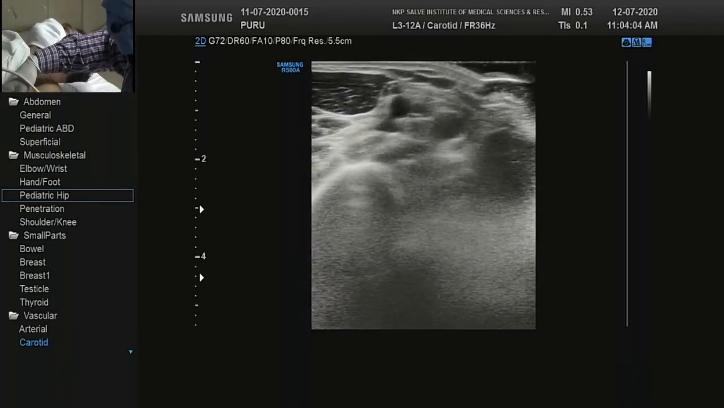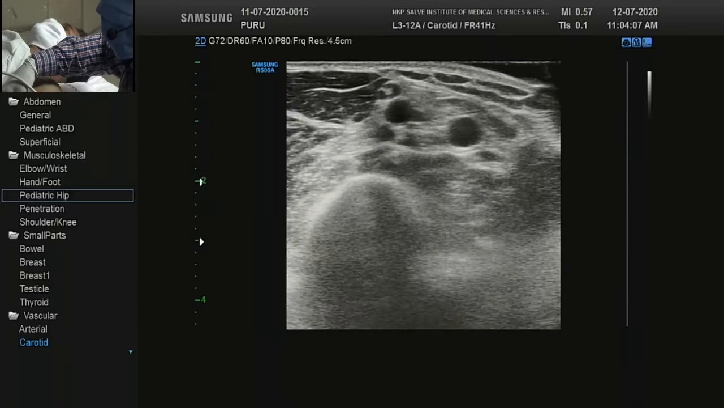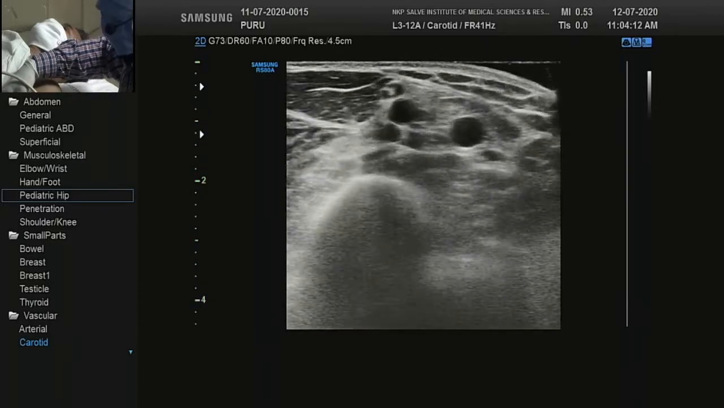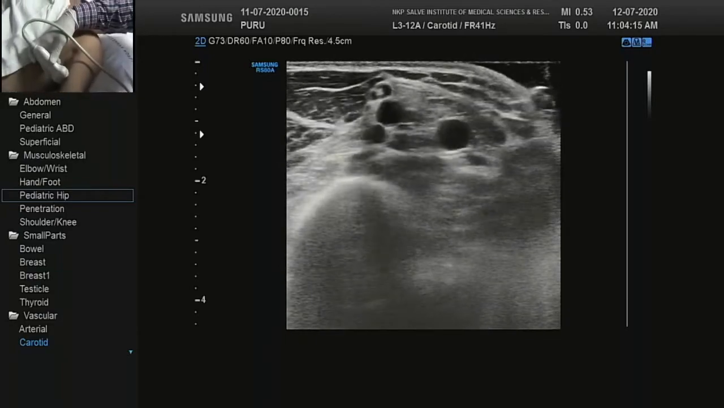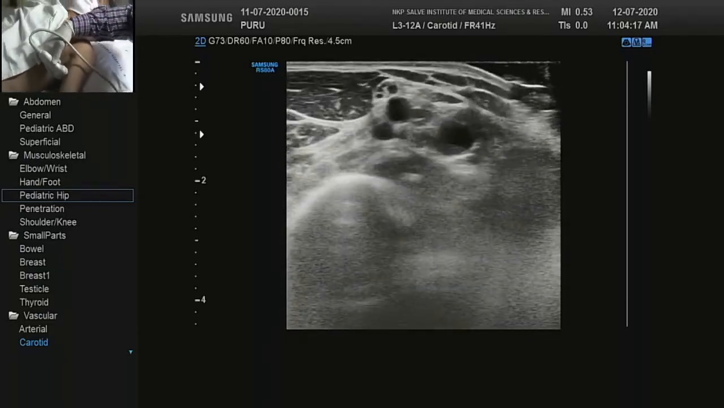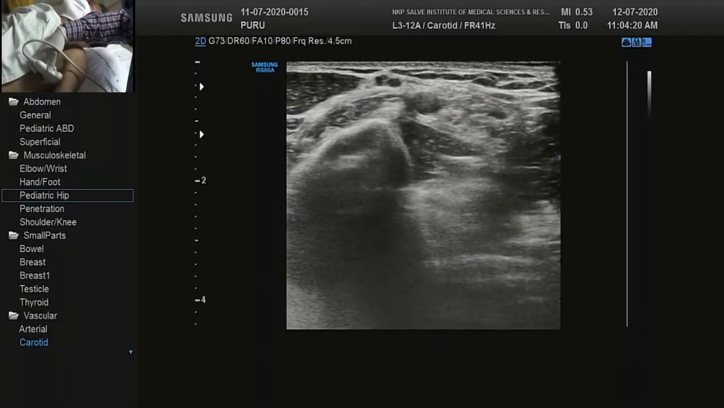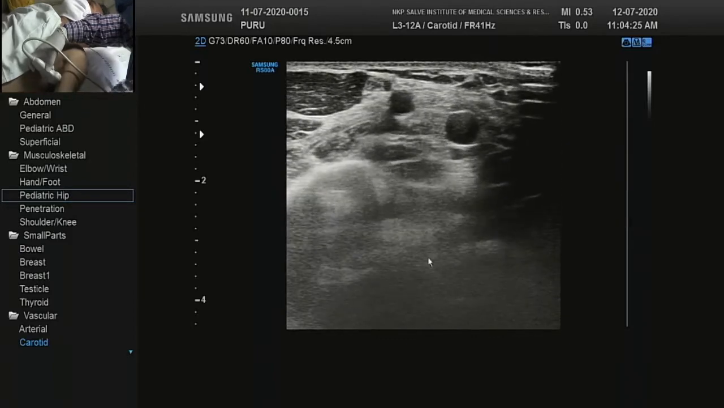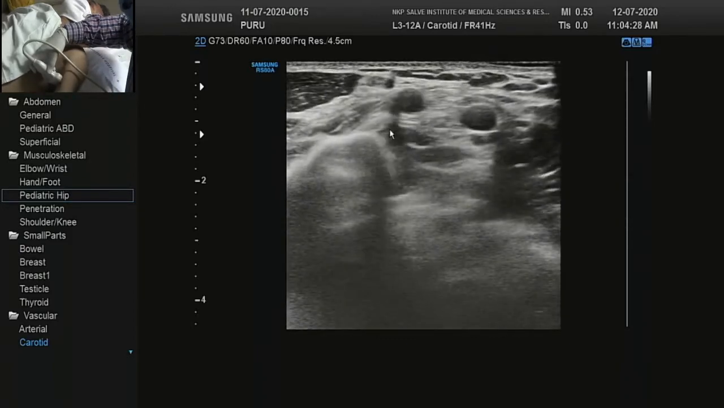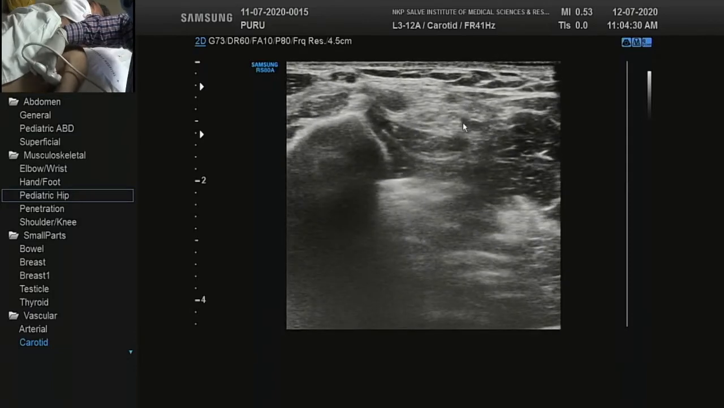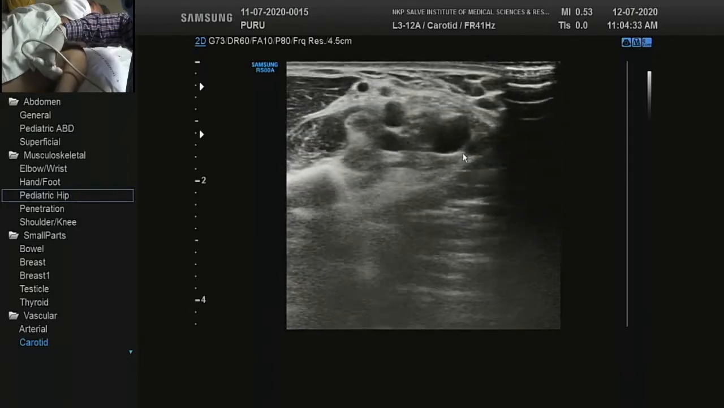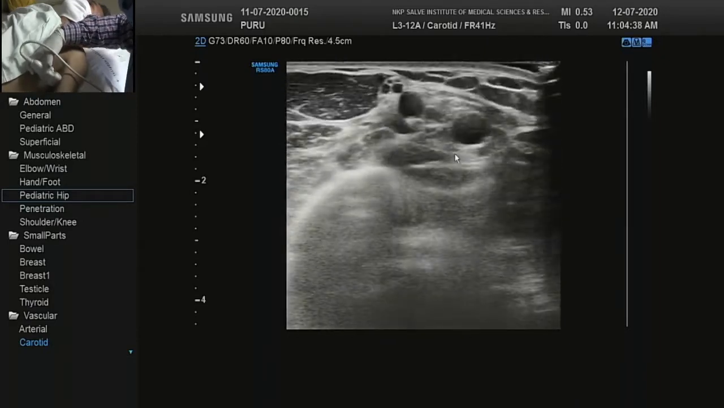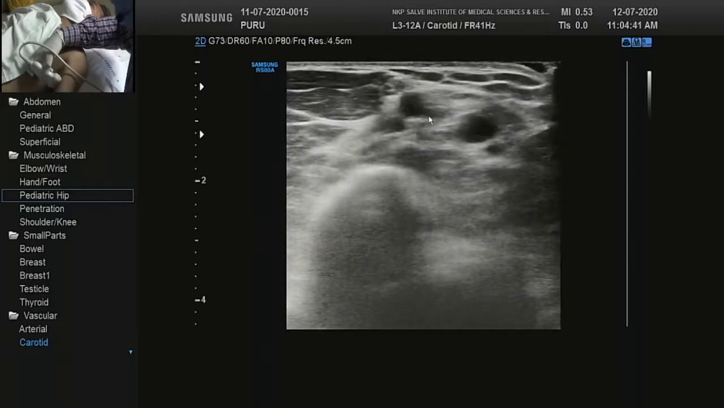The artery is very superficial, so I have adjusted the focus of the beam to a superficial level, and we can see multiple veins. So we will compress and check which is the artery and which is the vein. Near the artery is a vein that is getting compressed. This is one more vein that is getting compressed. Okay, which is that vein? Somebody can tell us. So we follow this.